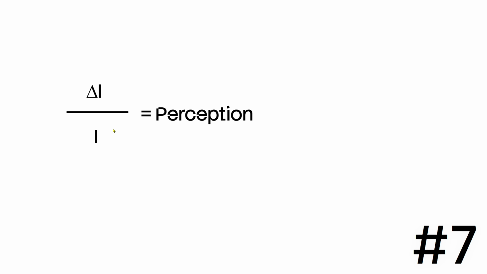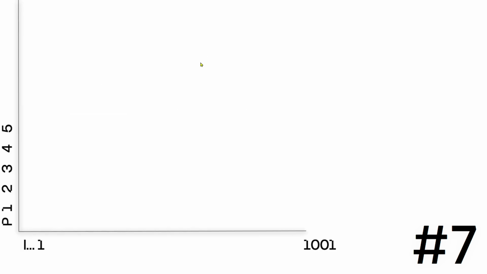The human brain's perception is the change in I divided by I. I in this case is a number. This can be graphed on an XYZ plane or a 3D graph. Say if we had two numbers, 1 plus 9, that would be significantly bigger than 1001 plus 9 because the perception is less right there.